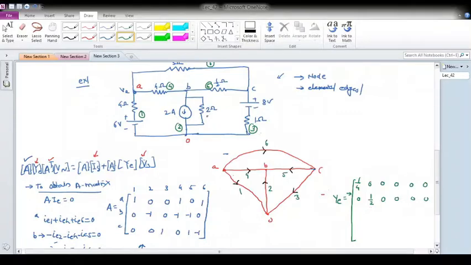So this will be 1 by 2, all others will be 0. For the third element, what is it? 1 by 1 ohm only. So the admittance is 1, all others are 0. For the fourth element, a 4 ohm resistor, so the admittance will be 1 by 4 here, all others 0. For the fifth, it is 1 by 2, so 0, 0, 0, 0, 1 by 2. For the sixth, it is 3 ohms, so this will be 0, 0, 0, 0, 0, and 1 by 3.